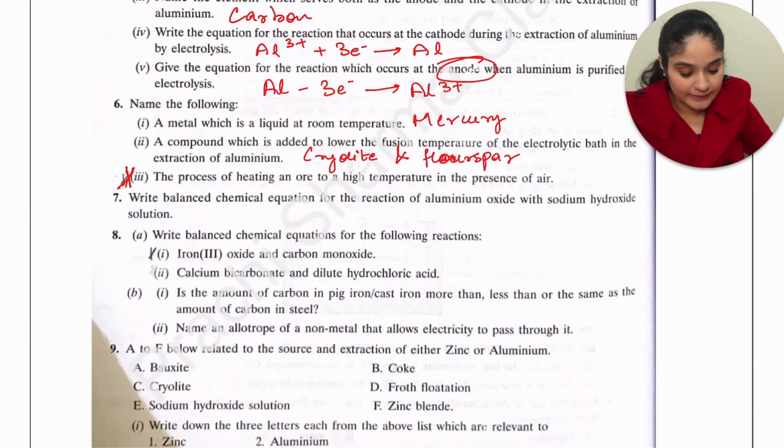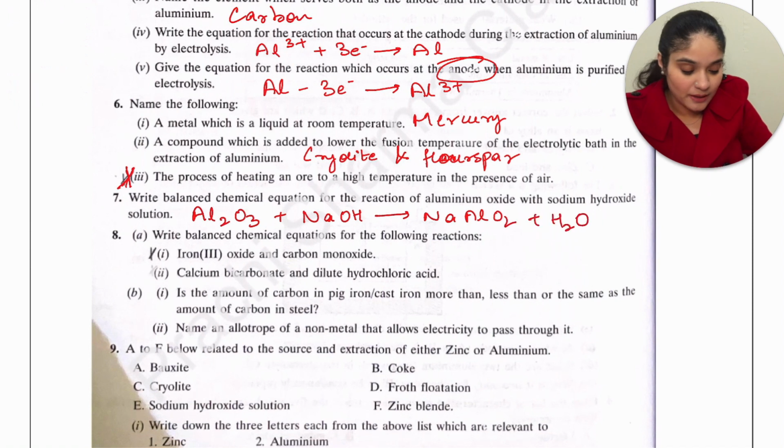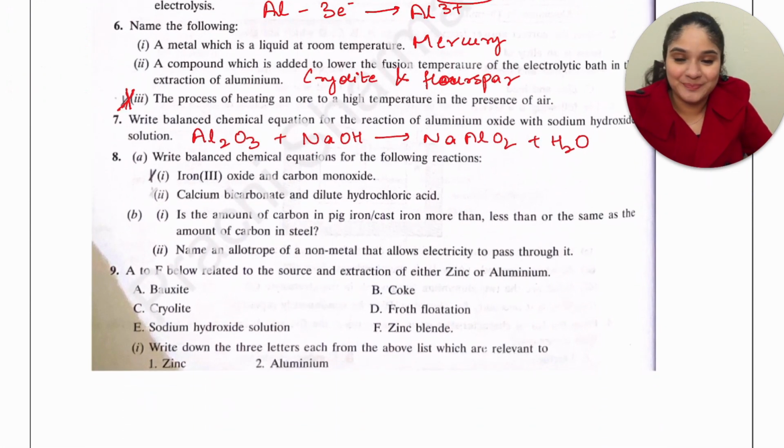7th, write balanced chemical equation for the reaction of aluminium oxide with sodium hydroxide solution. So aluminium oxide Al2O3 plus sodium hydroxide NaOH will give me NaAlO2 plus water. Okay, I am not balancing the equations. Please try to balance the equations on your own, and if you're not able to, let me know in the comments section below. Now let's move on to question number 8. Write balanced chemical equation for the following reactions. So first one is not in the syllabus.